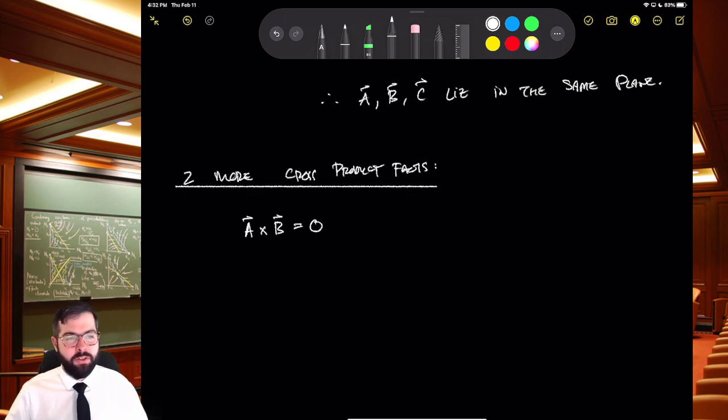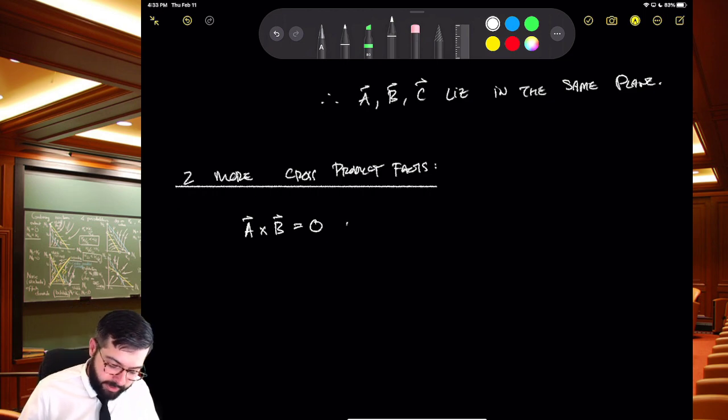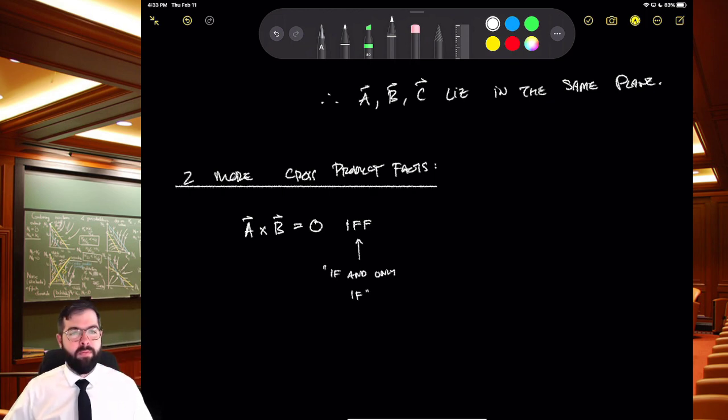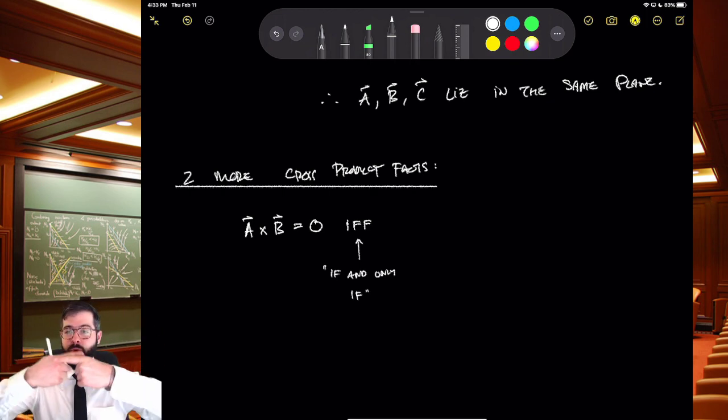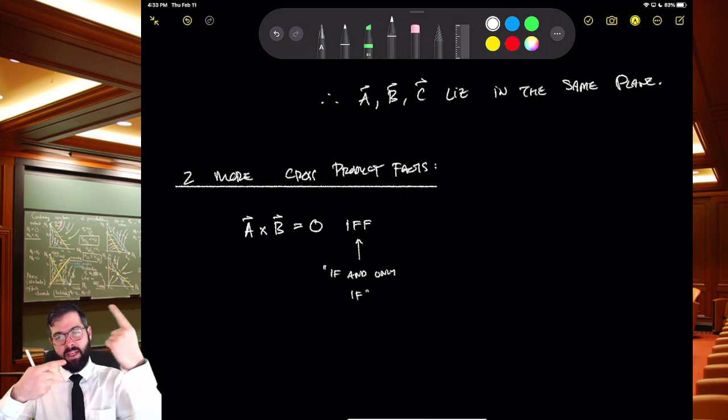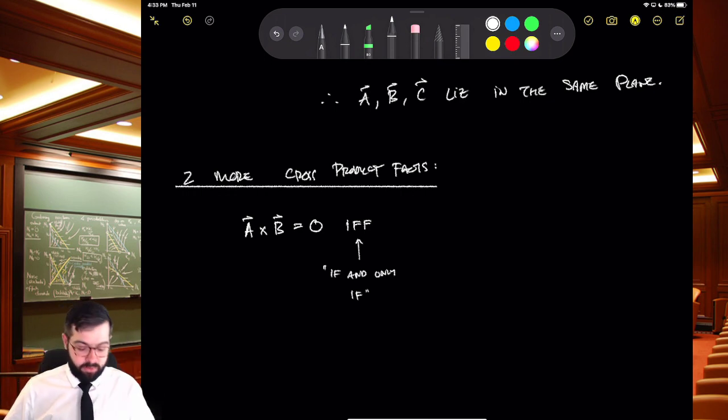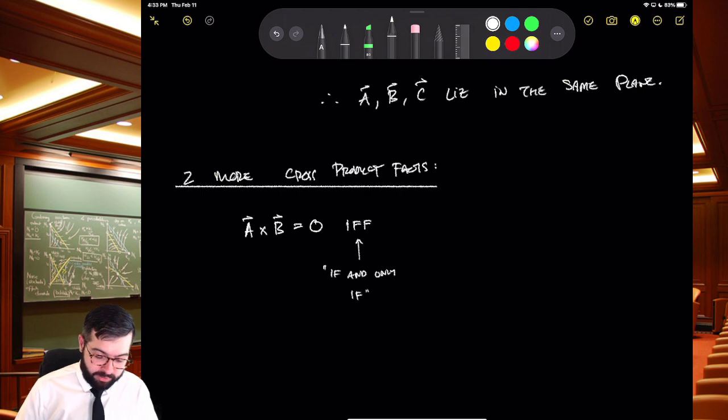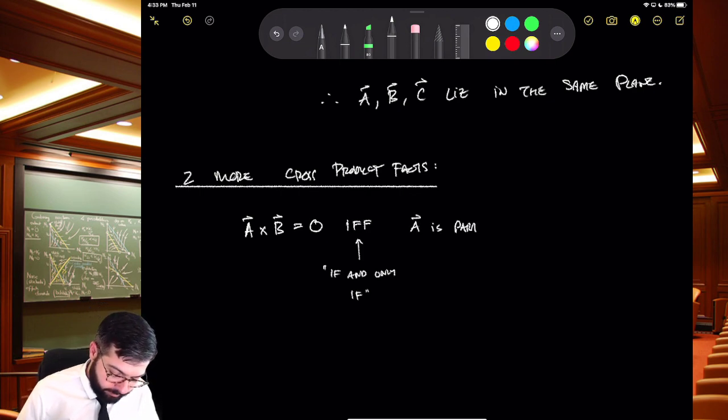So the first is that the cross product is 0 if and only if. You'll see me write this a lot too. I don't know if you've seen this elsewhere. If and only if. I'm not misspelling if. It's shorthand for a two-way conditional, right? This implies that and this implies that. So the cross product is 0 if and only if A is parallel to B.